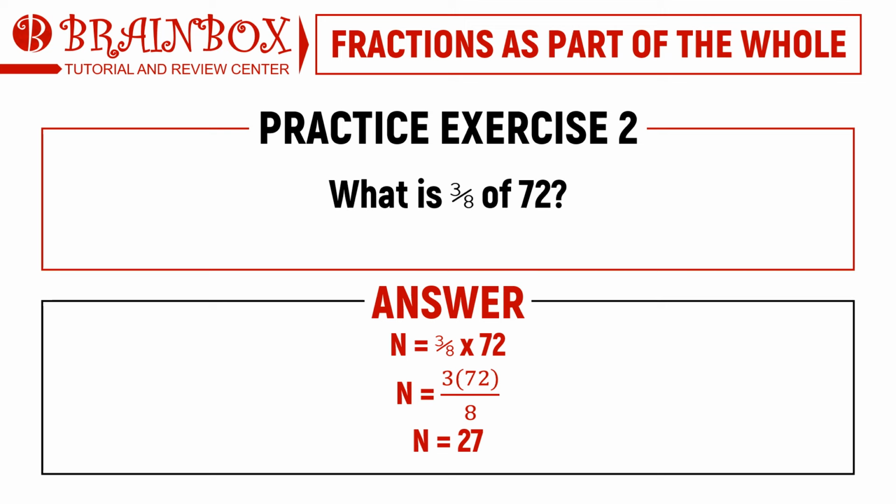Time is up. The correct answer is 27. The mathematical equation for this is n equals 3/8 times 72. The fractional part is 3/8 while 72 is the whole. Manipulating the equation, we get 72 times 3 divided by 8. With this, we get n equals 27.